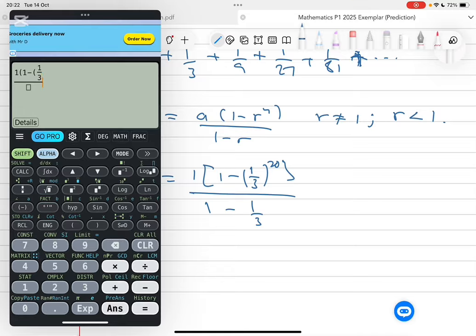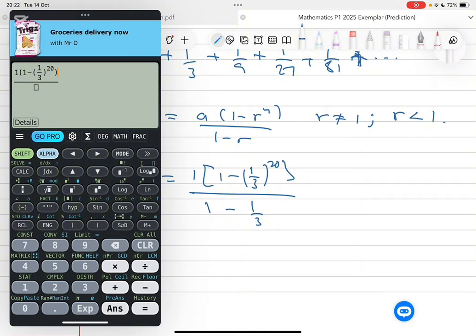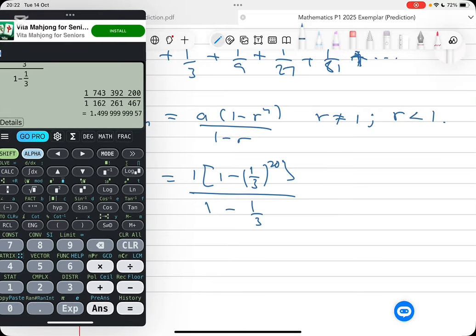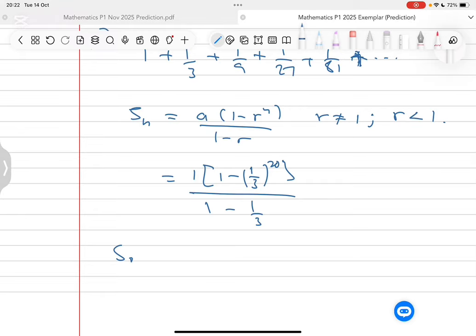Okay, what is my calculator doing there? So we're just going to punch the numbers as they are on our calculator, and this will reduce down to give us an answer of 1.49. So the sum of 20 terms, remember, will be 1.49. That's what we're going to get as our answer there.